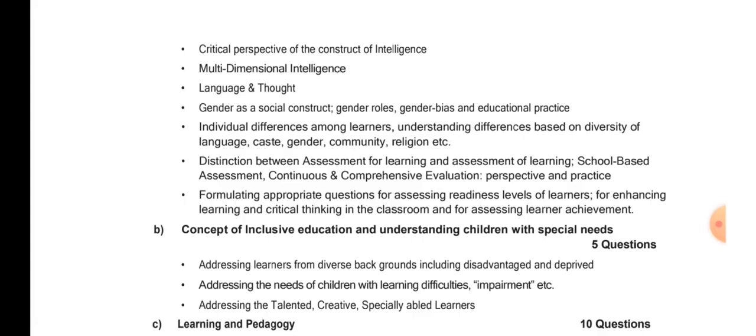Now, individual differences among learners, all the learners are not the same, right? Some might have more of musical intelligence, some might have more of cognitive intelligence, some of them may have more of linguistic intelligence. So everyone is not the same. Understanding differences based on diversity of language, caste, gender, community, religion. Now you might be wondering, all right, children are different, but on what ground? The children are different on the language they speak, the caste they belong to, the gender they have, and the community also plays a very important role. The society and the people in the society play an important role. Then the religion also plays an important role, right?